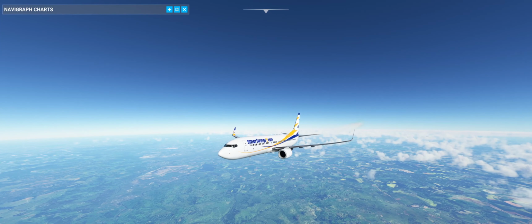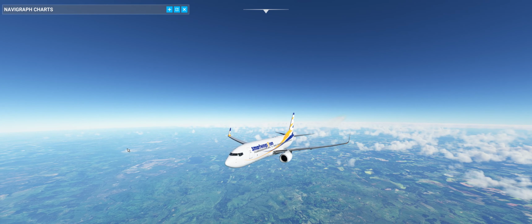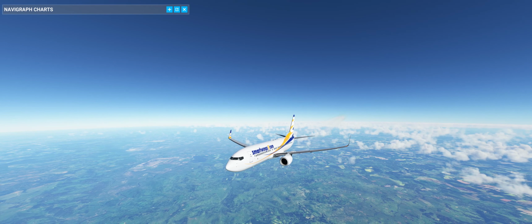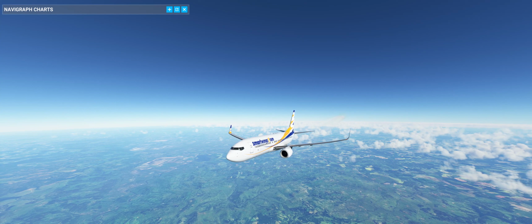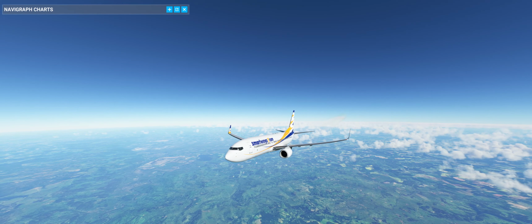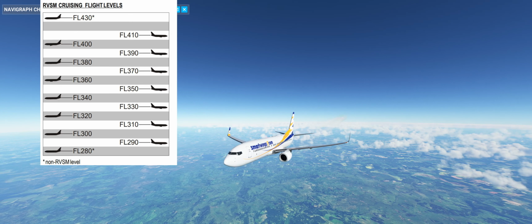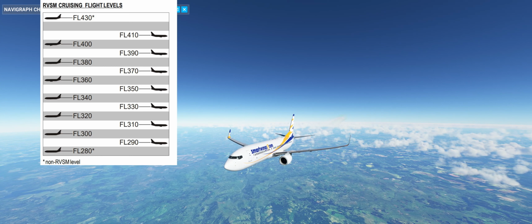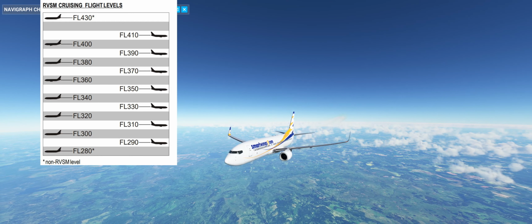Okay guys, currently we are at flight level 280. Why are we at flight level 280? Because of RVSM airspace, and the main definition is reduced vertical separation minima airspace, which starts above flight level 290. I will try to explain it to you in the simplest way possible.